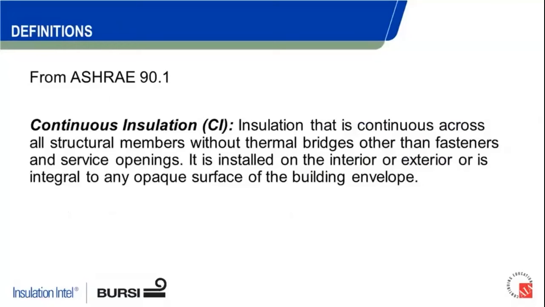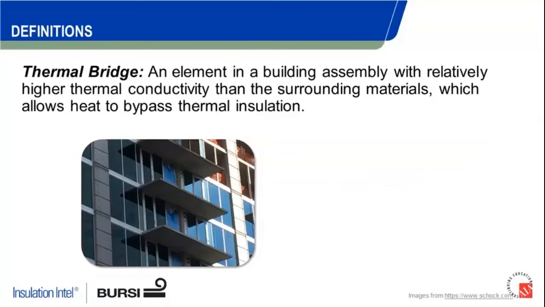So we've probably all seen this before, but the lovely definition of CI, just to lay the ground rules for us here, is insulation that is continuous across all structural members without thermal bridges other than fasteners and surface openings. It can be installed on the interior or the exterior or integral to any opaque surface of the building envelope, and that comes directly from ASHRAE.